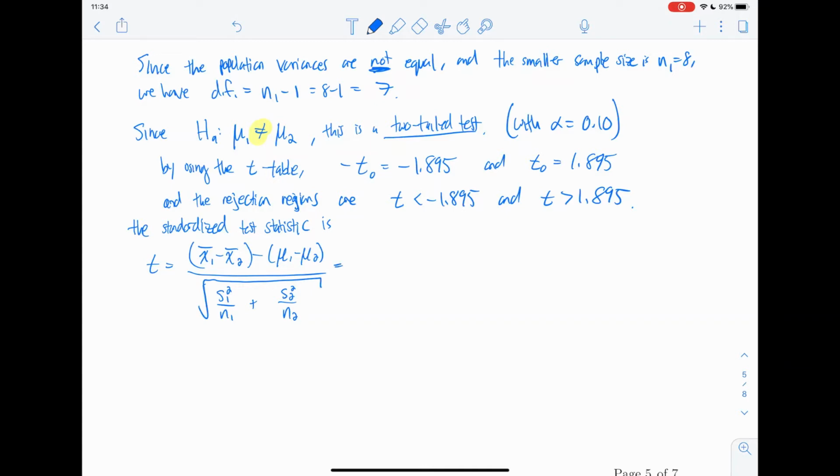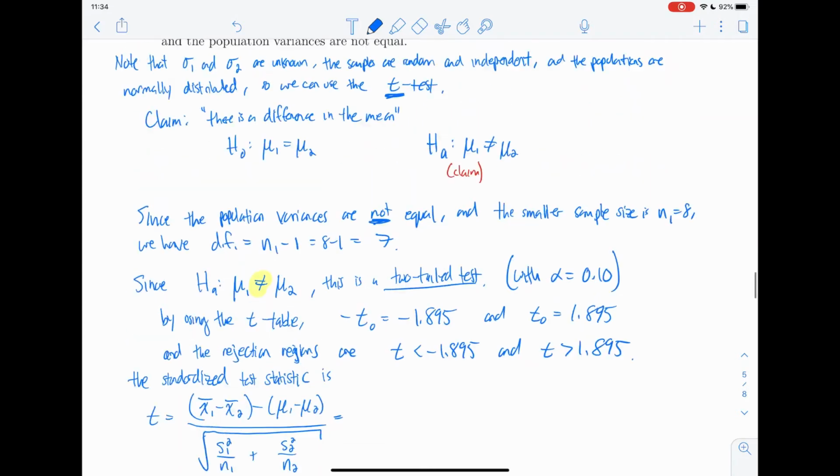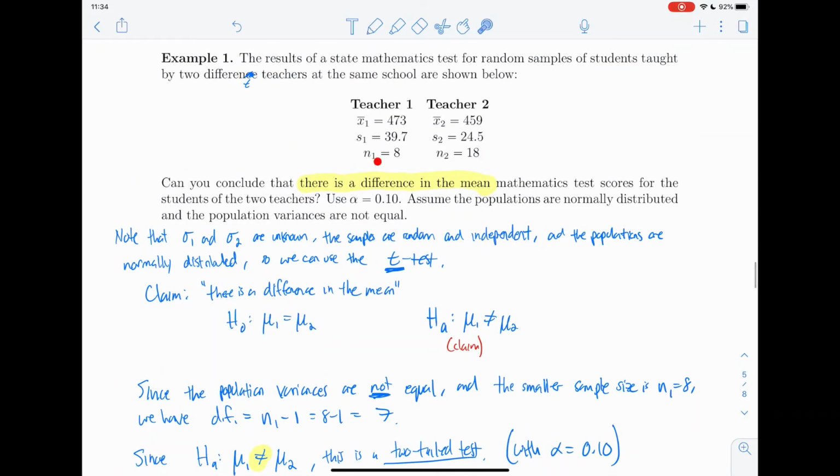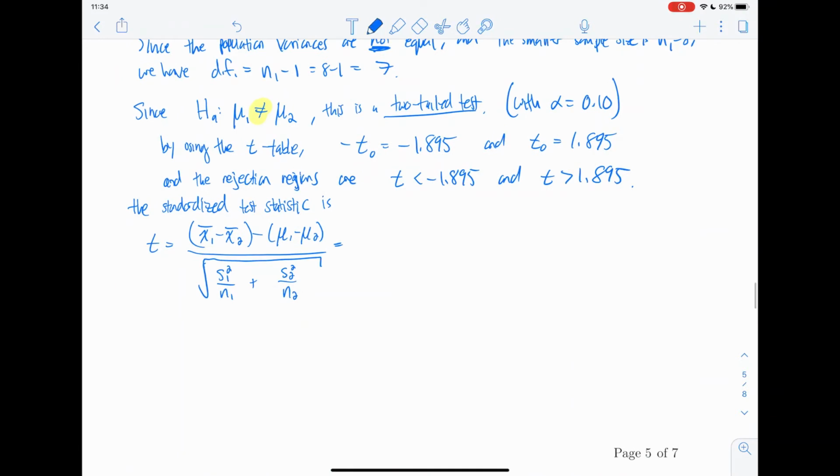And if we just plug in the values, we'll find that, and remember that x1 bar and x2 bar are of course given the context of the problem, so are s1 and s2. So if we're just going to plug in that information, we'll end up with 473 minus 459. That's the x1 bar minus x2 bar.